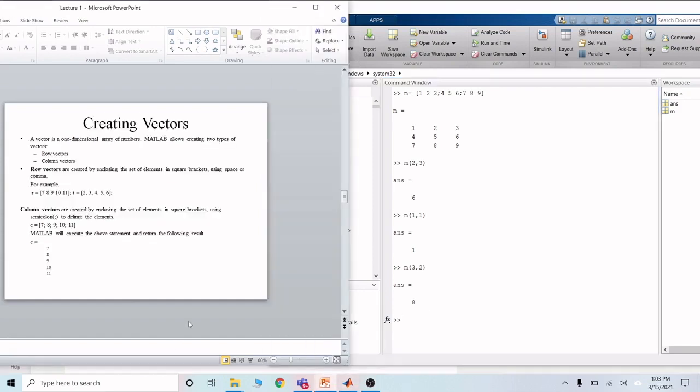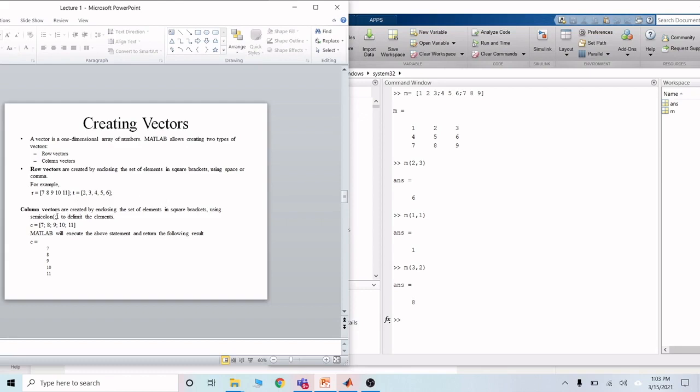Go for the next: creating vectors. A vector is a one-dimensional array of numbers. MATLAB allows creating two types of vectors, row vector and column vector. Row vectors are created by enclosing the set of elements in a square bracket, because it's an array. A row vector is also a special type of array. So we are using square brackets, with space or comma.